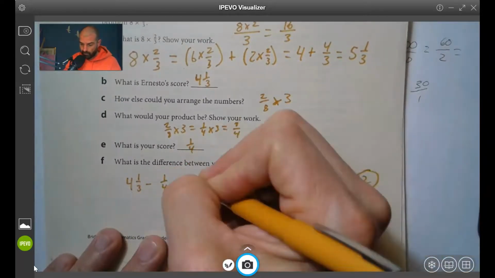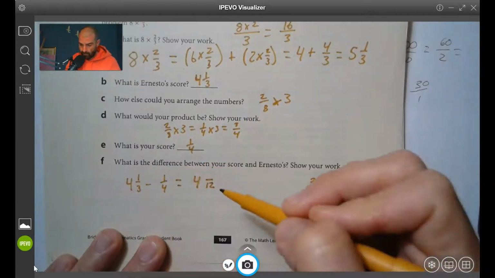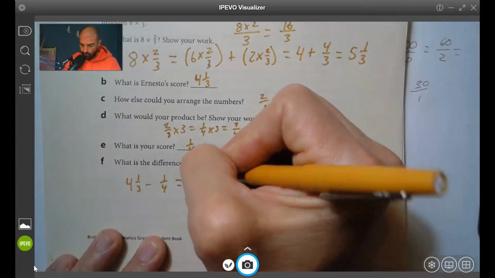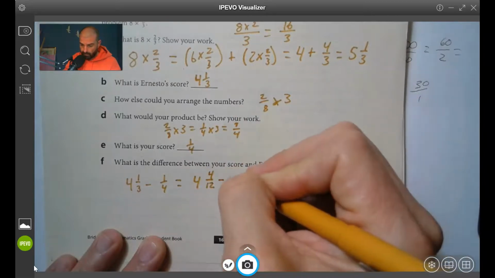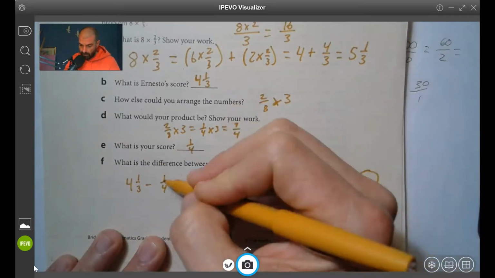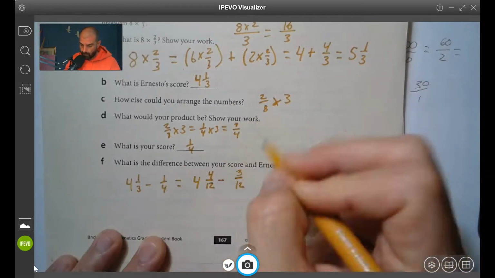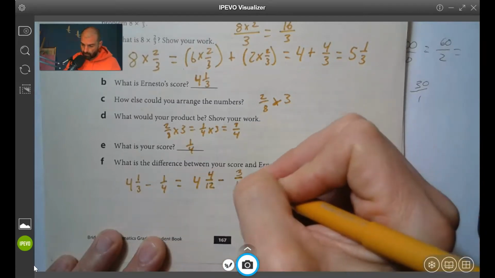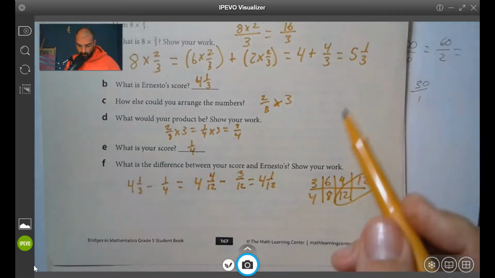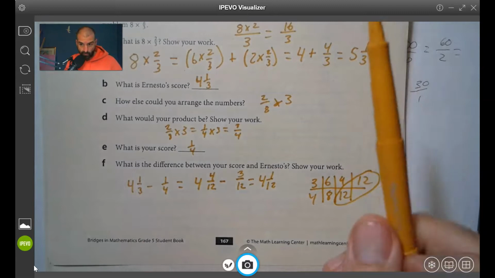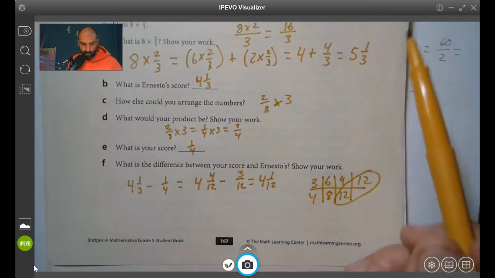So this equals 4 and something twelfths. Well, 1/3 to twelfths would be 4 twelfths. Again, 3 times 4 is 12. 1 times 4 is 4. Minus something over 12. So how many twelfths is 1/4? 3 twelfths, because 4 times 3 is 12, 1 times 3 is 3. So now we have 4 and 4 twelfths minus 3 twelfths, and that gives us 4 1/12. There's a 4 1/12 difference between our score and Ernesto's, at least my score. If you did some different work, then there's that chance.